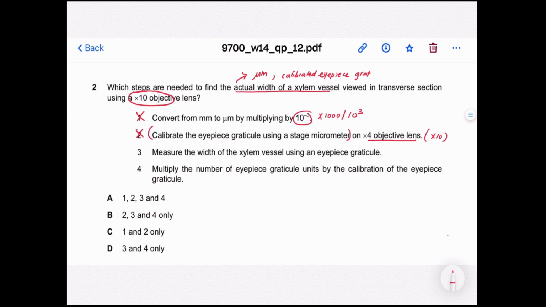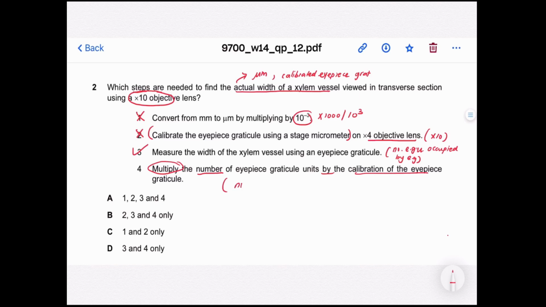Measure the width of the xylem vessel using an eyepiece reticle is correct, because you need to find out the number of eyepiece reticle units occupied by the xylem vessel. Then knowing the number of eyepiece reticle divisions, we will find out the size by multiplying with the calibrated eyepiece reticle.